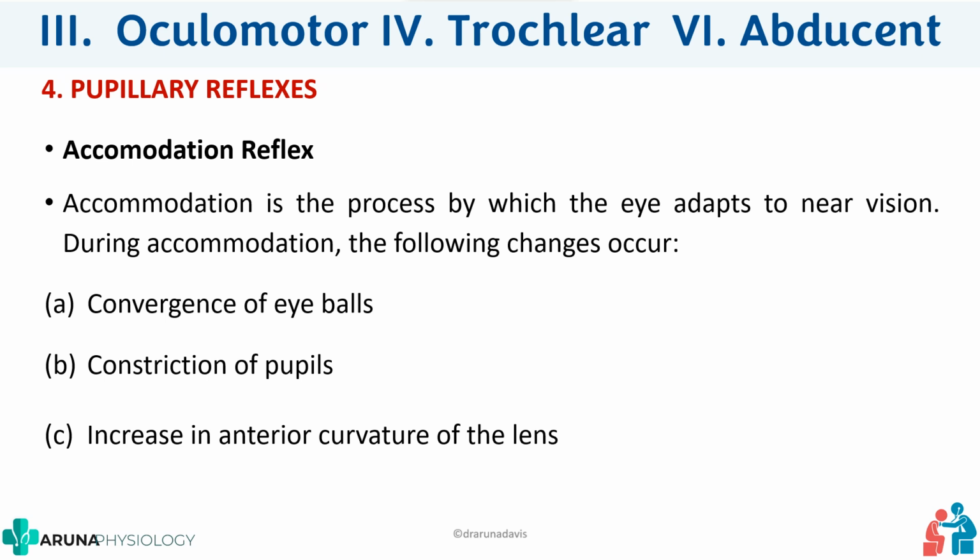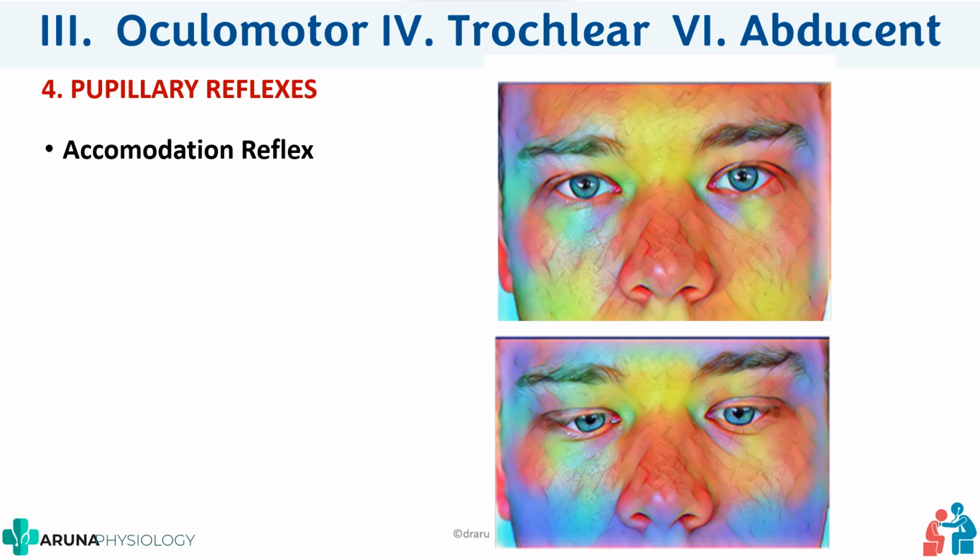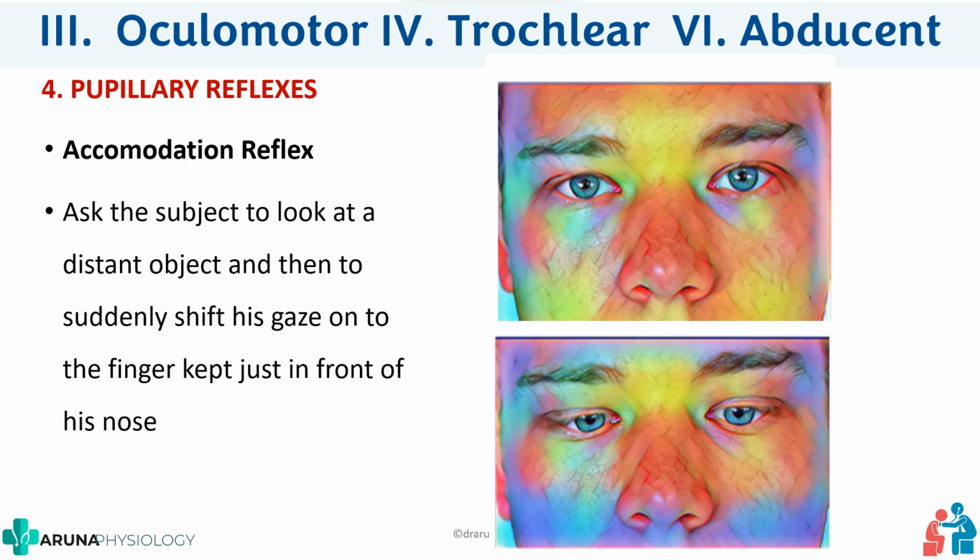So to test for the accommodation reflex, you can ask the subject first to look at a distant object and then suddenly shift the gaze to a finger which is kept just in front of the nose. Here you can see that initially these were the eyes when the person was looking at a distant object. Now when he is looking at a near object, you can see that there is constriction of the pupil, increased curvature as well as convergence of the eyeball. So that is the accommodation reflex.